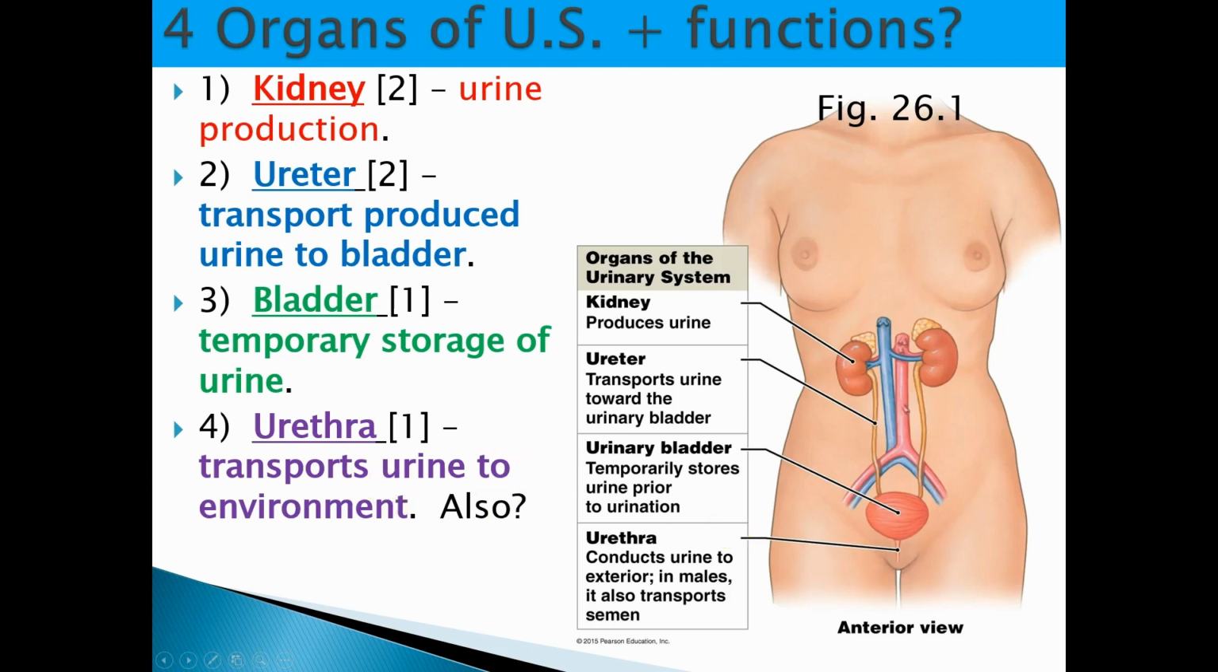For males, what else does the urethra transport? So keep that in mind. So here where I have also, that's specific for males. Don't forget the urethra will also transport the semen that males produce. So for the urethra for females, it's straightforward. It's just straight urine. For males, you need to consider it's urine as well as semen.